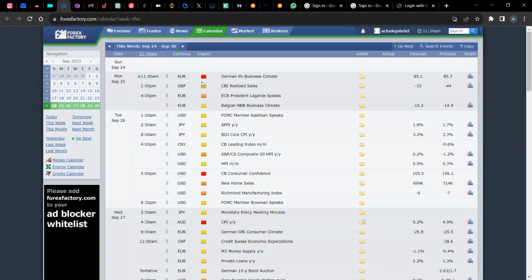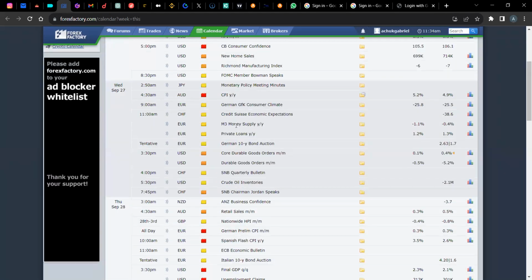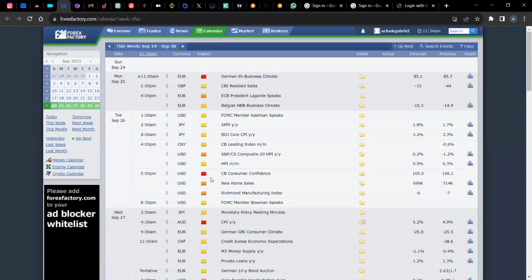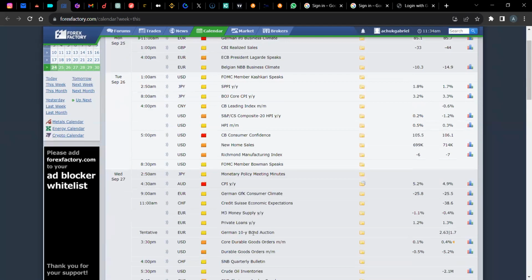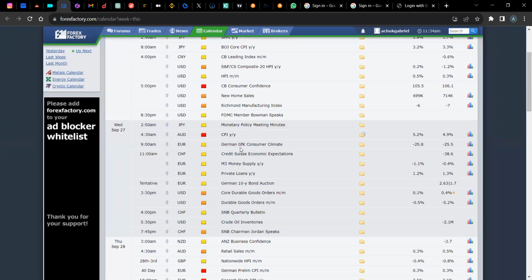On Monday, we only have the German Ifo business climate. So we don't have much on the dollar until 5 p.m., that's when we shall have something coming up on the dollar. So we shall see how the consumer confidence will be playing out. That is on Tuesday. And then on Wednesday, that's when we have the Aussie CPI.